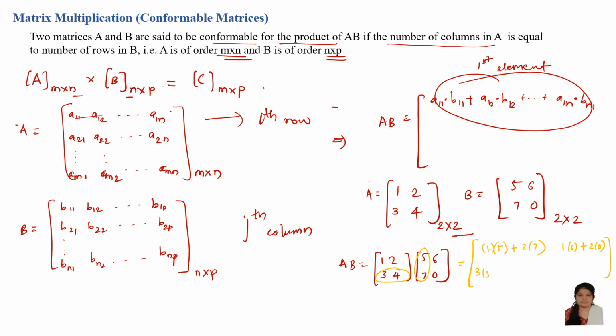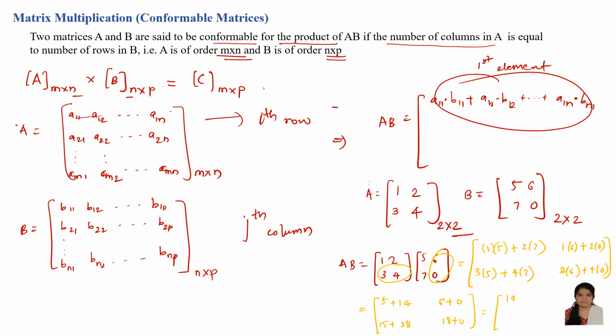So this is going to be 3 into 5 plus 4 into 7, and 3 into 6 plus 4 into 0. 3 into 4, this row and same column. So now when we multiply and do the additions, here क्या होगा? ये 5 plus 40, then 6 plus 0, then 15 plus 28 and 18 plus 0. So ये क्या हो जाएगा?